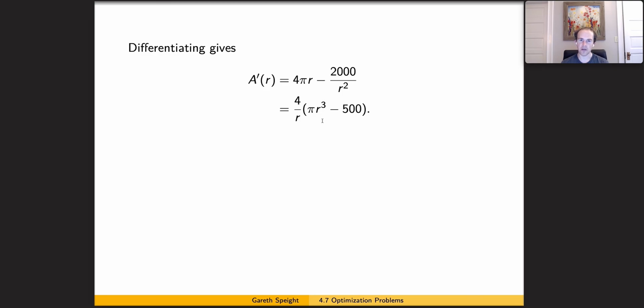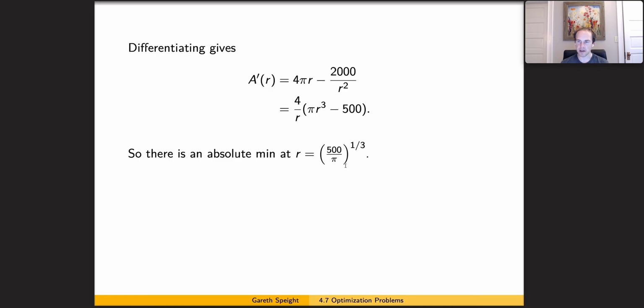So we can see straight away that this is going to be 0 if pi r cubed equals 500, so r cubed equals 500 divided by pi. r is the cube root of 500 divided by pi. Okay, kind of a mess, but whatever, here is the solution. And is this an absolute max or an absolute min? Because we are really looking for the absolute min.